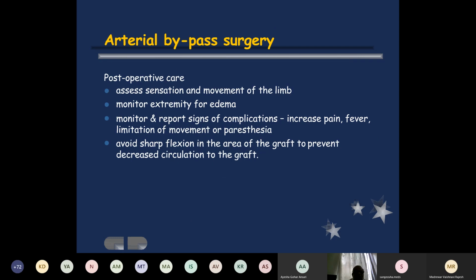Arterial bypass surgery is a new advancement in peripheral vascular disease. It does not cure the disease, but it takes care of the symptomatology which has been created by the disease. In post-operative care, assess sensation and movement of the limb, monitor extremity for edema, monitor and report signs of complication, that is increased pain, fever, limitation of movement, paresthesia and so on. Avoid sharp flexion in the area of the graft to prevent decreased circulation of the graft.